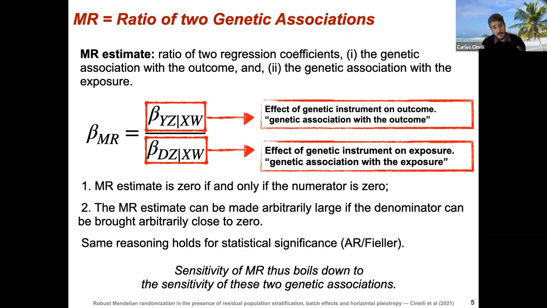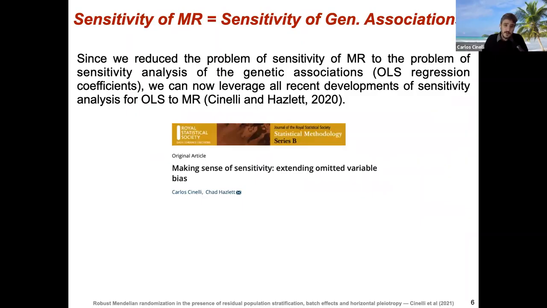So the sensitivity of an MR estimate boils down to the sensitivity of these two genetic associations. And why is that important? Since we reduce the problem of sensitivity of MR to the problem of sensitivity analysis of the genetic associations, which are simple OLS regression coefficients, we can leverage all recent developments of this sensitivity analysis for ordinary least squares to Mendelian randomization. In particular, we're going to leverage the sensitivity analysis tools that we developed in Cinelli and Hazlett, published last year in JRSSB.